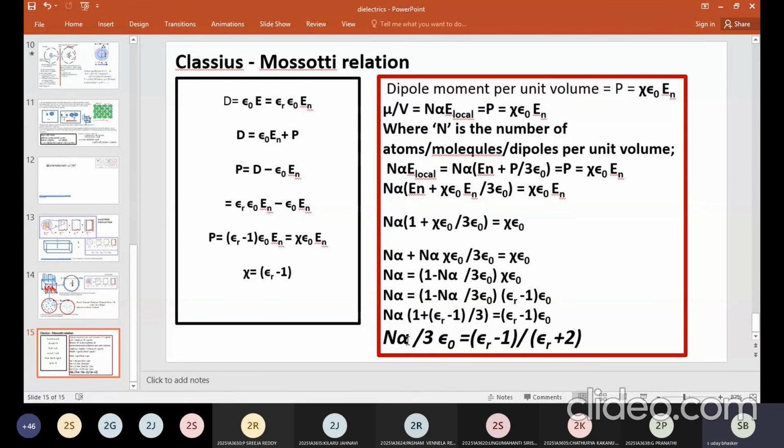Why is it important? Because it is trying to get a relation between an atomic quantity and a macroscopic material quantity.